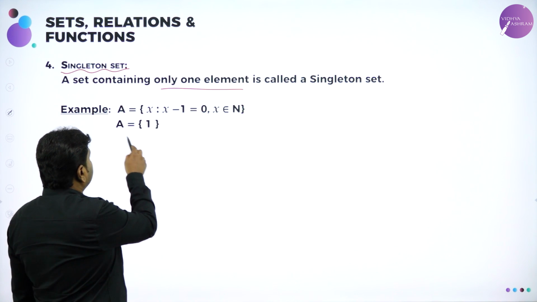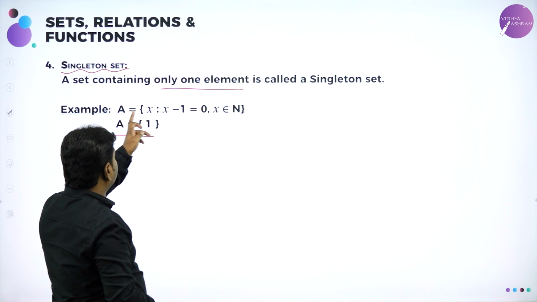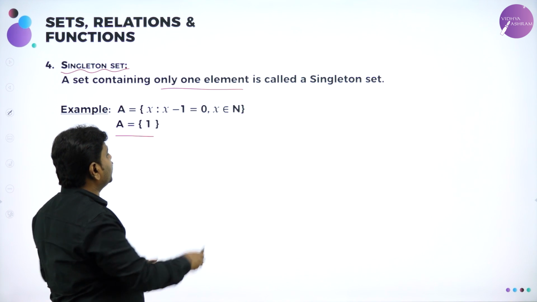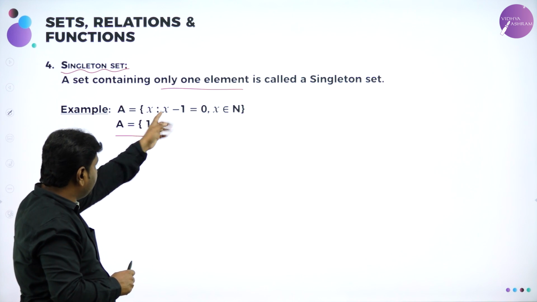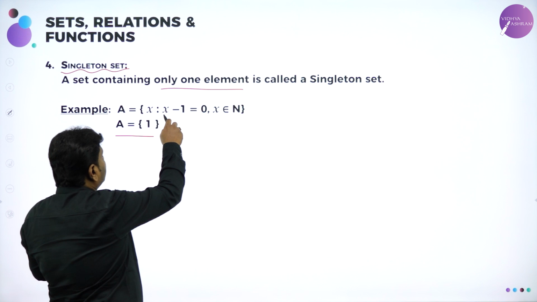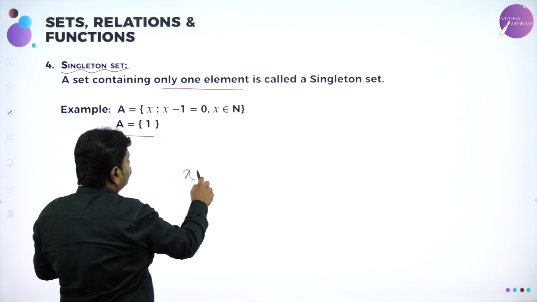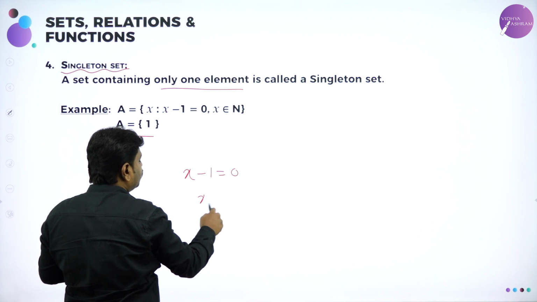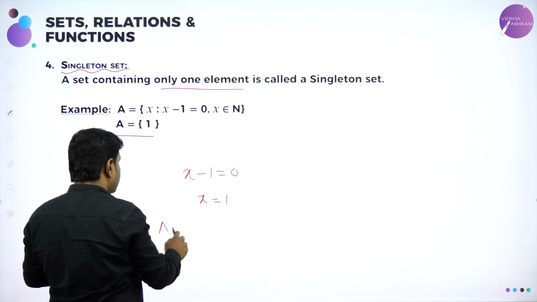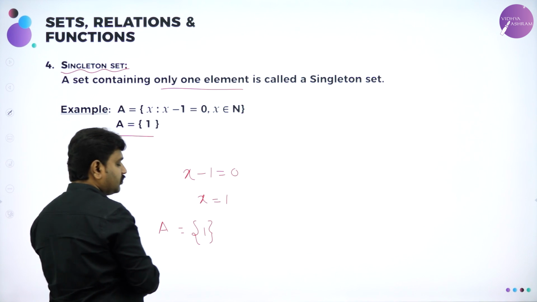For example, A is equal to {1}. So A is equal to {x such that x minus 1 equal to 0}. They gave it in rule method, or set builder form. So x such that x minus 1 equal to 0. If you solve x minus 1 equal to 0, you will get x is equal to what? 1. So the set contains only one element, 1.